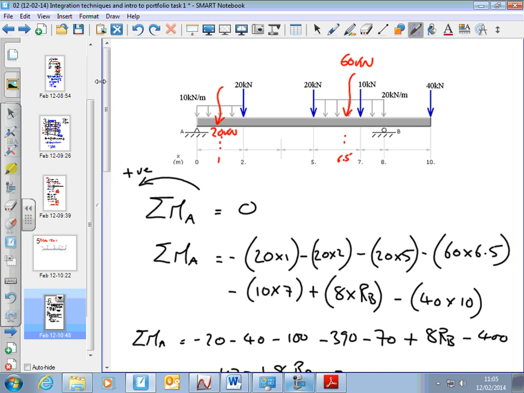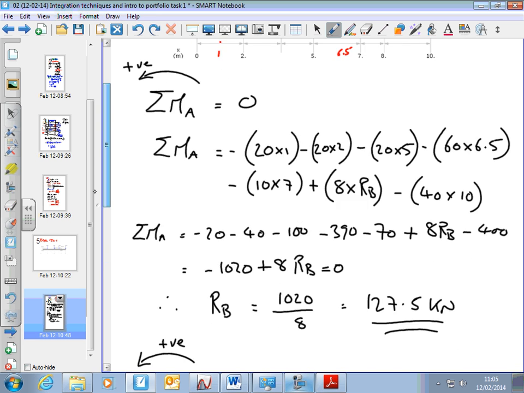So reaction force at A equals 42.5 kilonewtons. In our diagram we can put a reaction force here of 42.5 kilonewtons. And at B, we can put on a reaction force at B of 127.5.